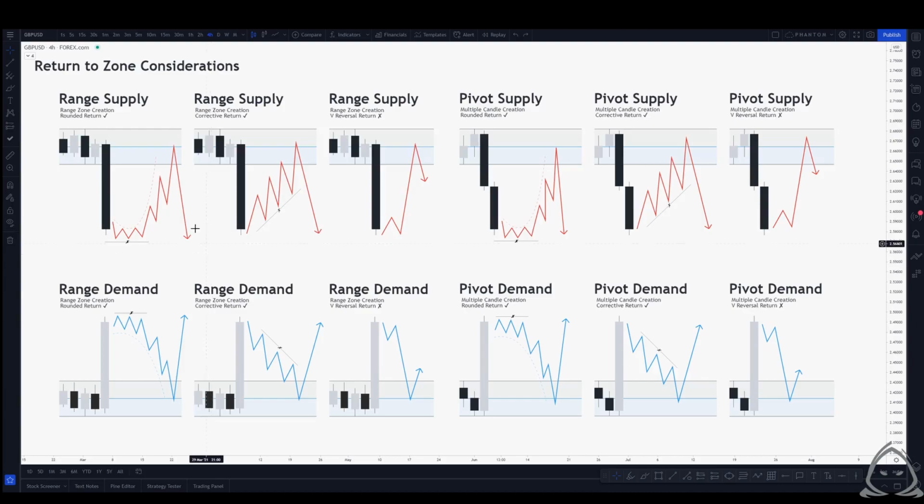Just one final consideration to be thinking about when you're having that return to zone consideration is focus on your rounded and your corrective return to zones. And be mindful that the V reversals tend to be aggressive and don't play out statistically. Again, you can look to trade them, but be more cautious. And then also consider that last leg that's into a supply or demand zone ends up being what would be called a sucker's rally into it.